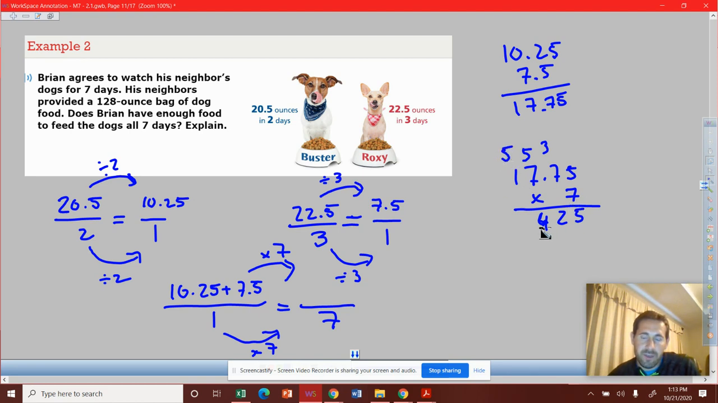And then 7 times 1 is 7, plus the 5, you get 12. We're going to move the decimal 2 spaces. 124.25 is what they have. A 128-ounce bag will be enough.